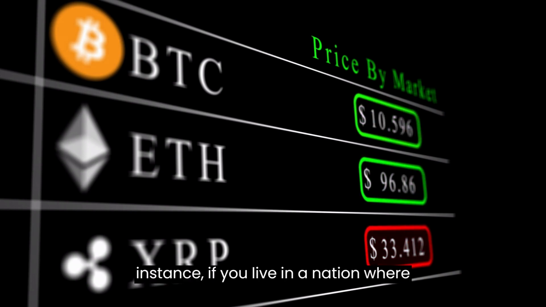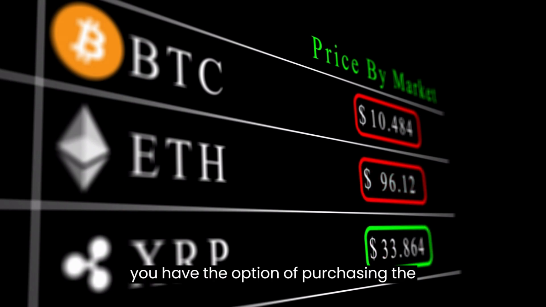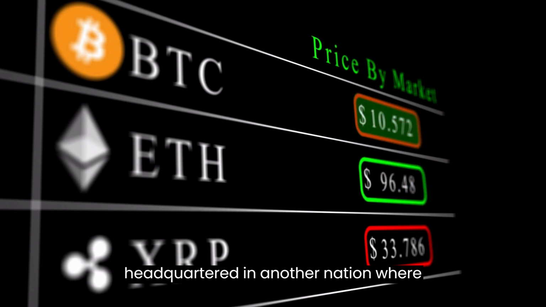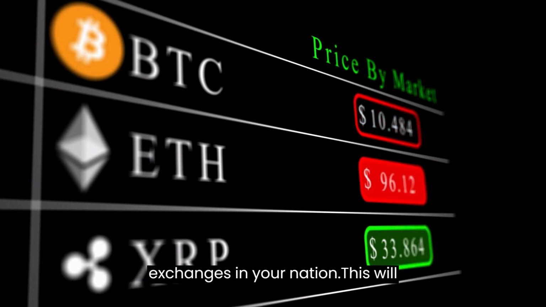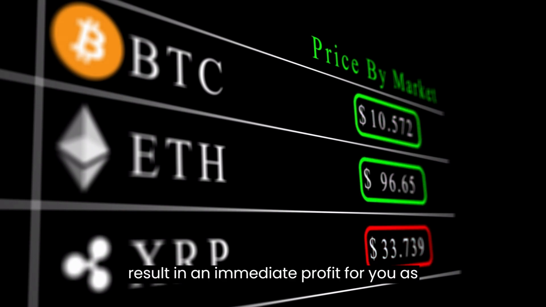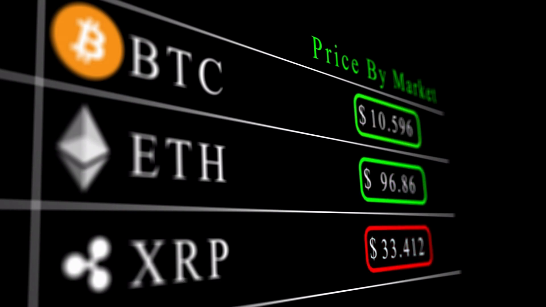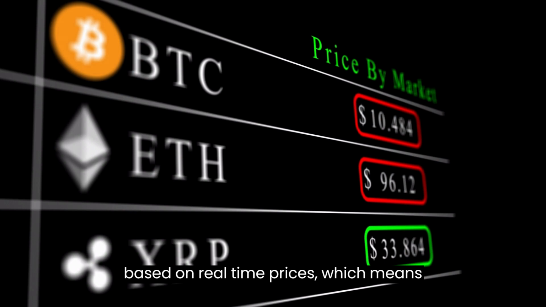For instance, if you live in a nation where there is a strong demand for Bitcoin, you have the option of purchasing the cryptocurrency from an exchange that is headquartered in another nation where there is a lower demand for the asset and then selling it on the local exchanges in your nation. This will result in an immediate profit for you as a stronger demand will lead to an increase in the value of the Bitcoin.